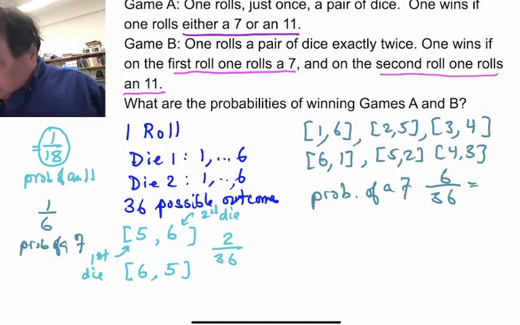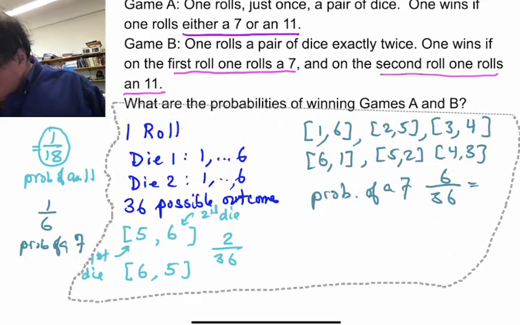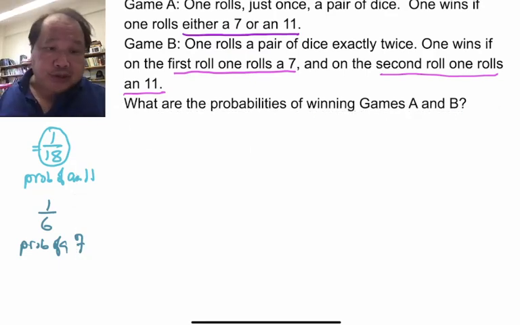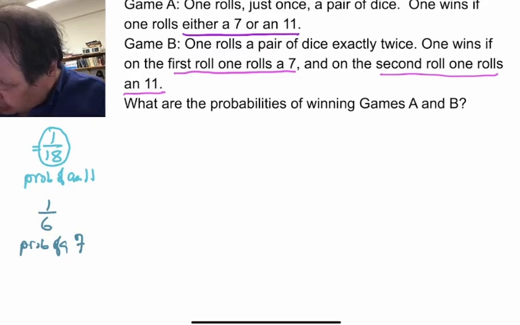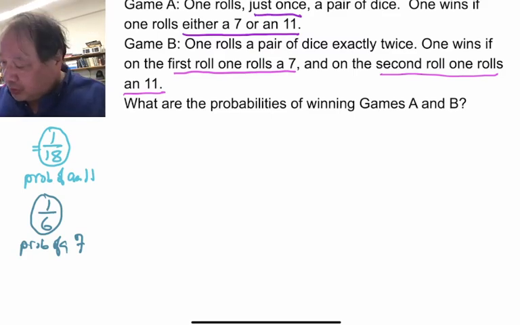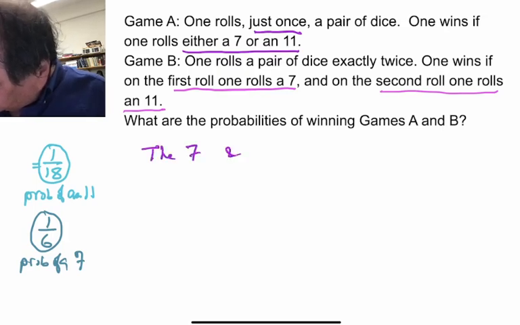Okay, so what we've seen is that the probability of rolling 11 is 1 out of 18, and the probability of rolling a 7 is 1 out of 6. And so I've saved those numbers and put them to the right, and we're going to use these numbers. So the first question is, one rolls just once. This is game A, and one rolls either a 7 or an 11. The 7 and the 11 are different alternatives.